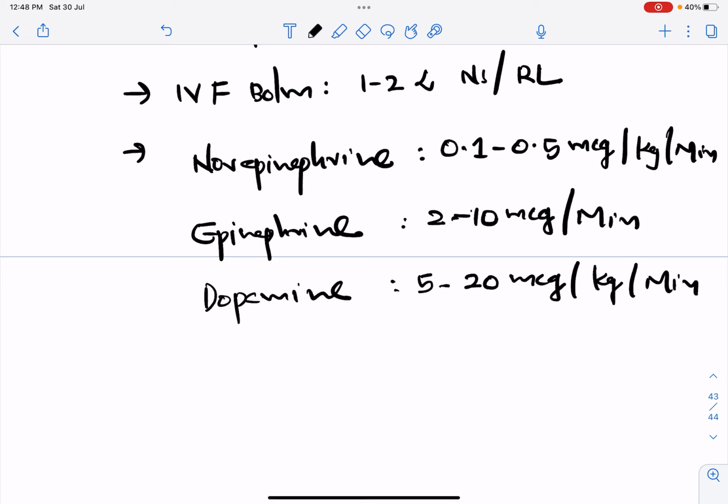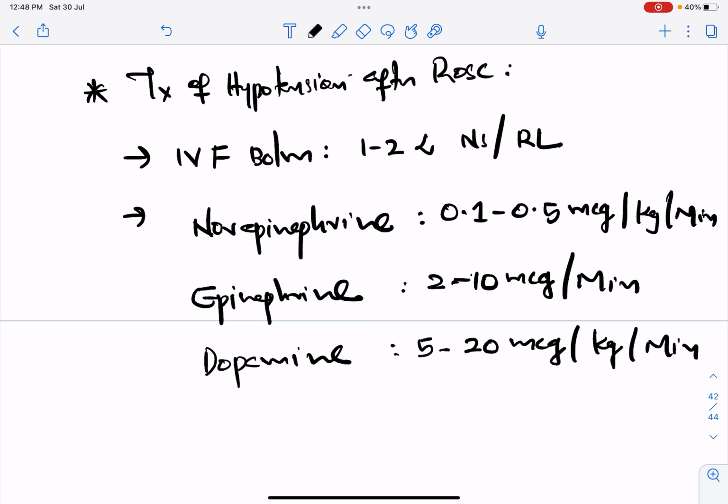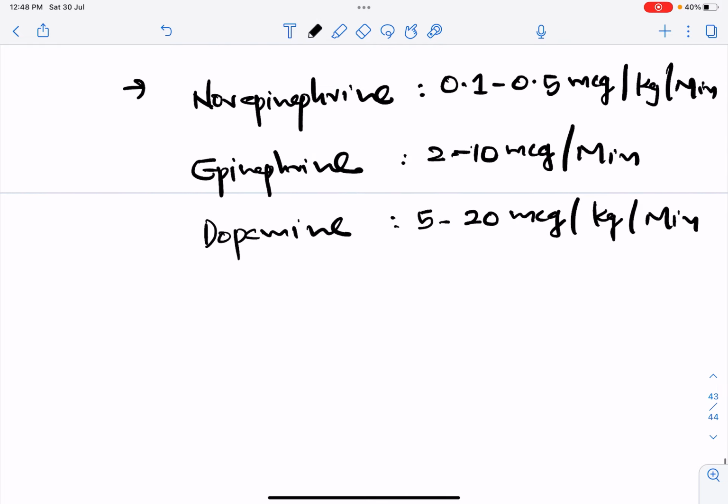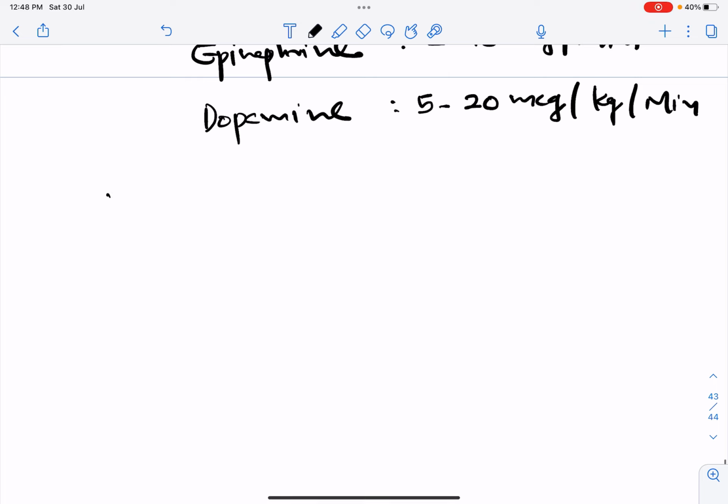The doses of epinephrine and dopamine are the same as in the bradycardia algorithm, which we'll discuss in the upcoming videos. So this is how we treat hypotension after obtaining ROSC. Now about targeted temperature management, TTM. TTM is the only intervention demonstrated to improve neurological recovery after cardiac arrest.